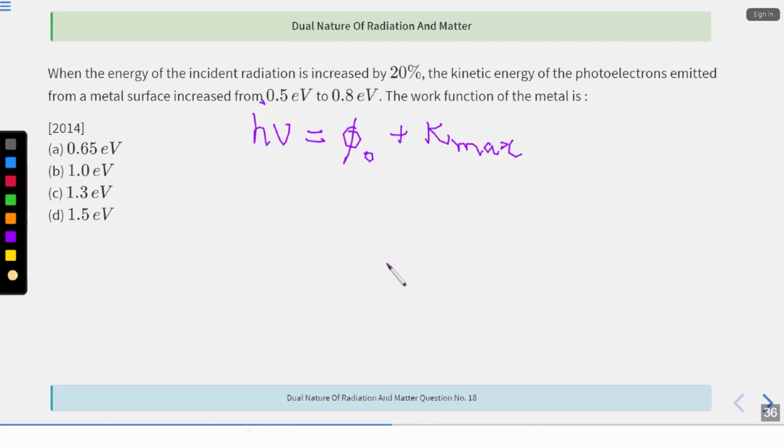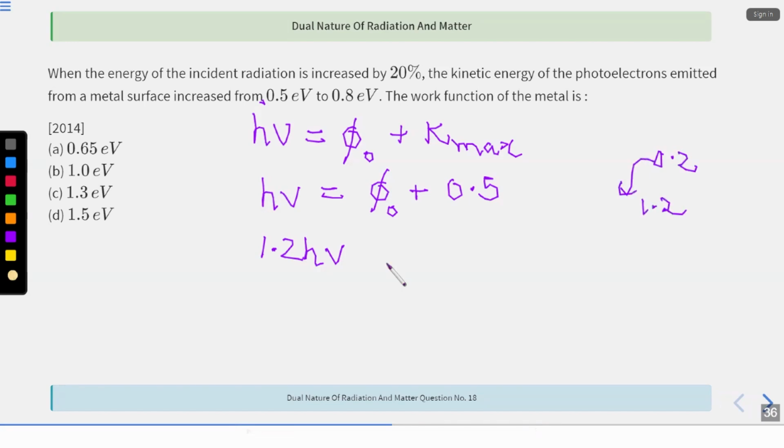So I can tell that first my hν was equal to φ0 plus 0.5, and then it became 0.8, right? And they're telling us it increased by 20%. So I can tell that it is nothing but 1.2 hν. How? It was 1 and then you add 20% to it. 20% of it is nothing but 0.2, so you add it, and it's going to be 1.2, right? That is equal to φ0 plus 0.8.